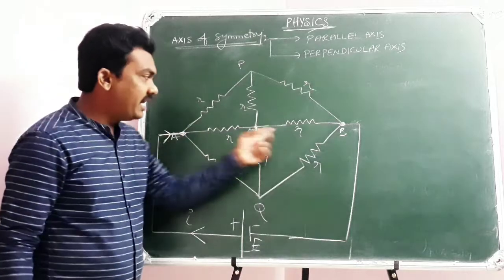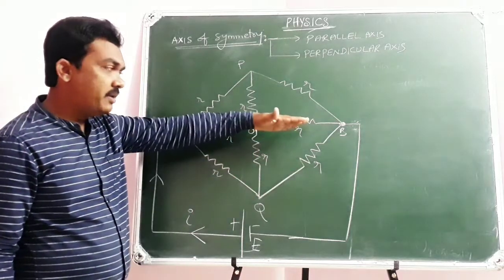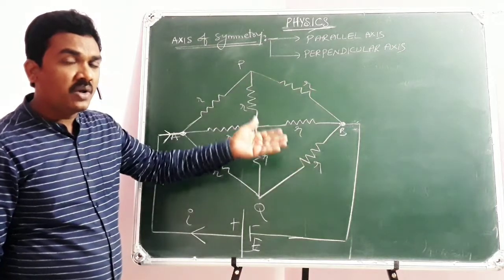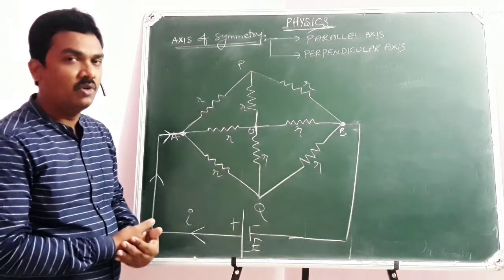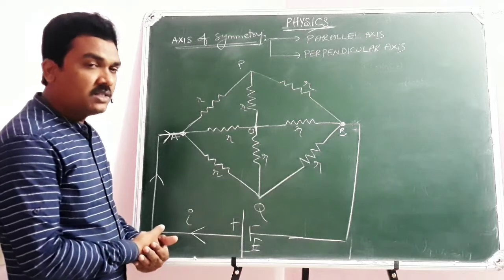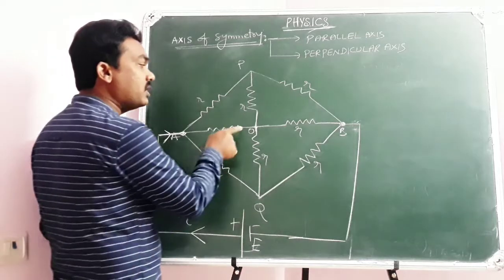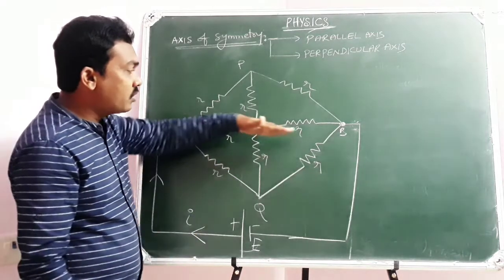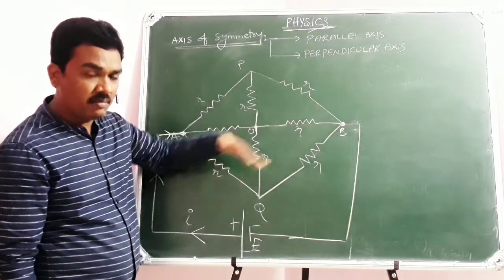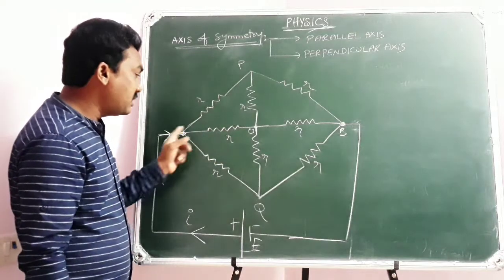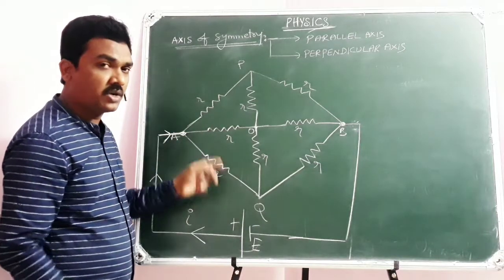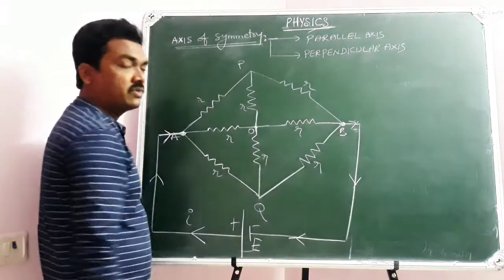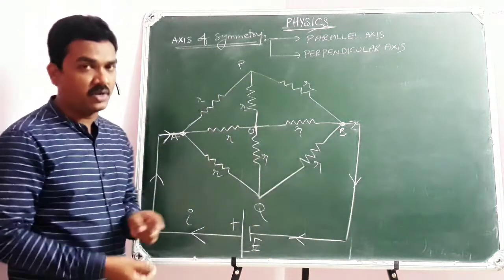When you take the line AB, the upper portion and the lower portion are mirror images of each other. Hope you got clarity. That means if you fold the electric circuit about this line, the circuit has symmetry about the line AB, but the line AB is in the direction of current entering the electric circuit or current leaving the electric circuit. That's why AB is called parallel axis of symmetry.